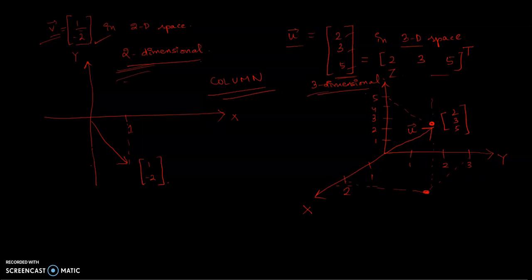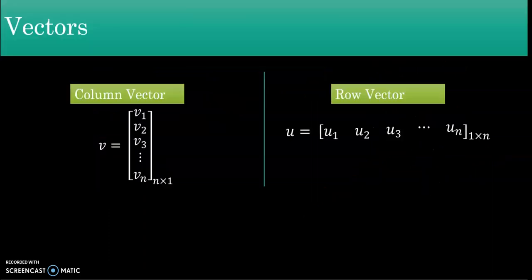So what happens if both a column and a row vector are represented with the same dimension? You can see here we have represented a column vector with components v1, v2, v3 up to vn. The size of this column vector is n cross 1. Similarly, for the row vector, we have represented the components u1, u2, u3 up to un. The size of this row vector is 1 cross n.